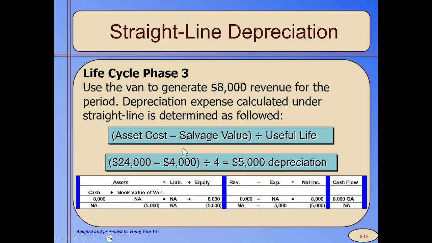As the van had produced the revenue, income increased by 8,000, and so the equity increased by 8,000 on the balance sheet. In addition, we have an increase in the cash account and a cash inflow in the operating activity section of the statement of cash flow.